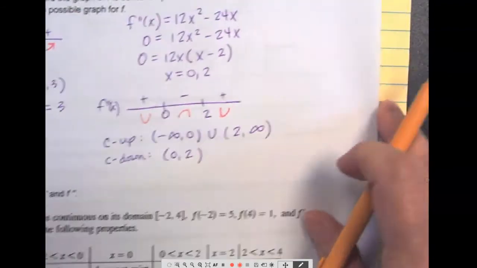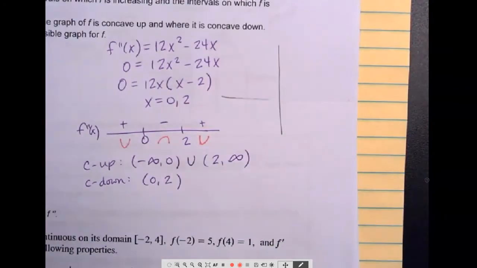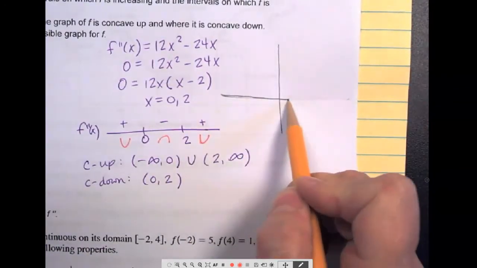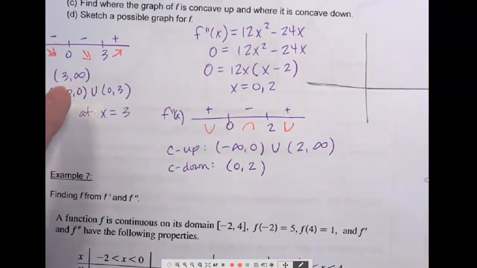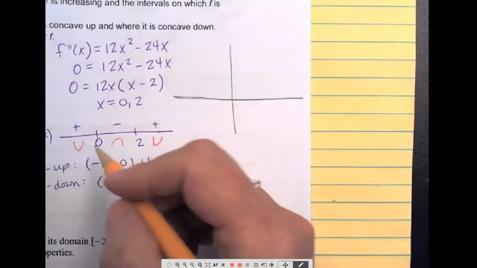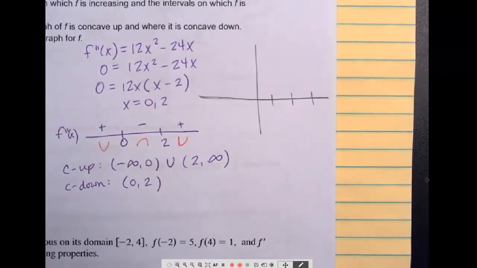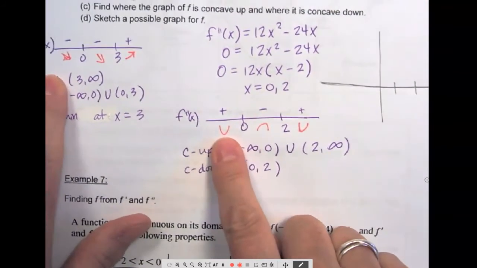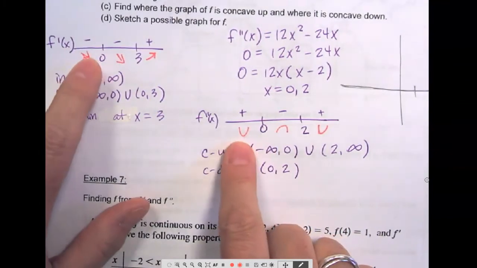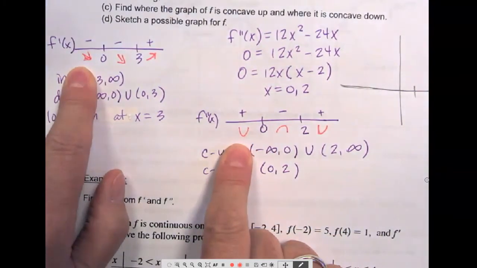Let's squeeze this in over here. Okay, what are some important points on my x-axis? 0, 3, and 2, okay. Alright, let's look at this, guys. To the left of 0.